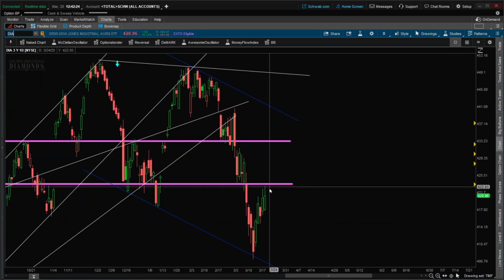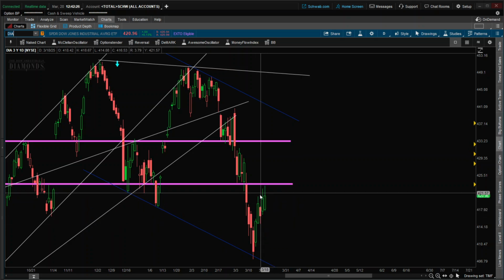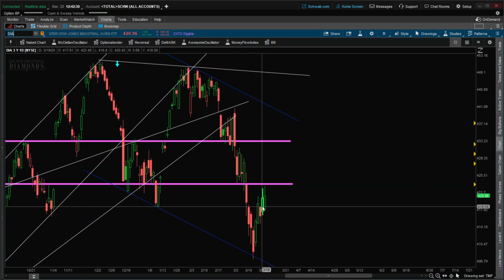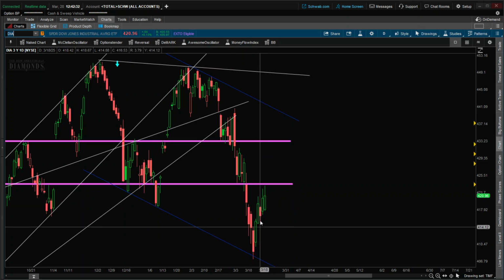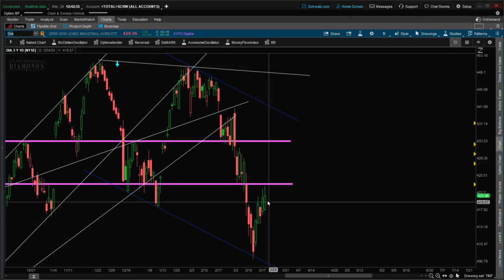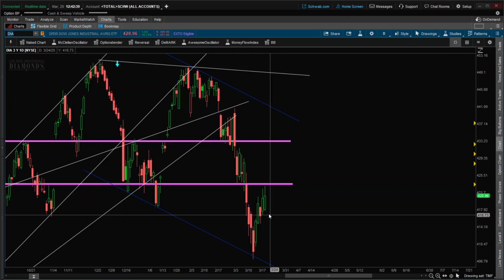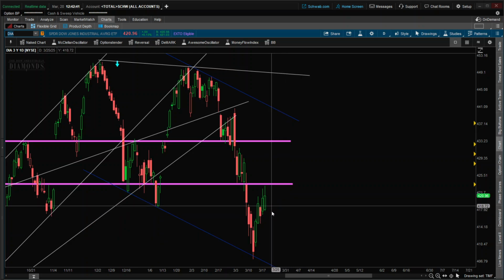Came up to resistance here, so this move could be over for DIA, but I'm really looking for tech to take over anyway. So we'll see if DIA breaks out above this or just kind of holds sideways for a while. Or again, if you're a bear, you're looking for this to break down.